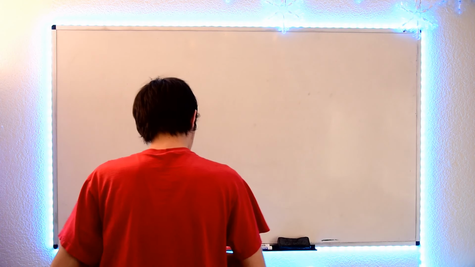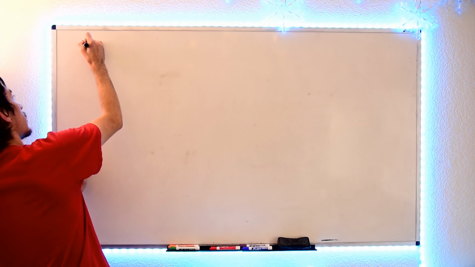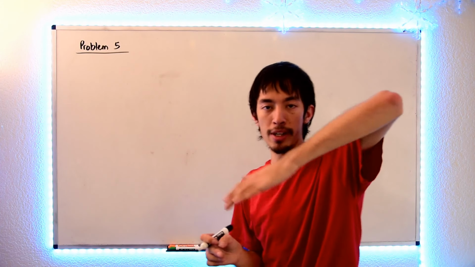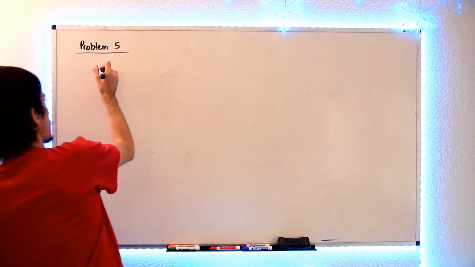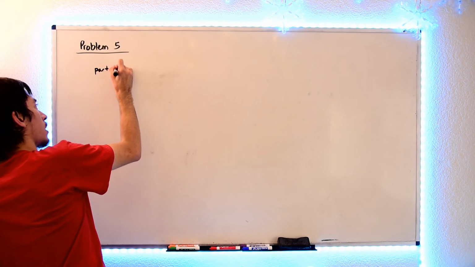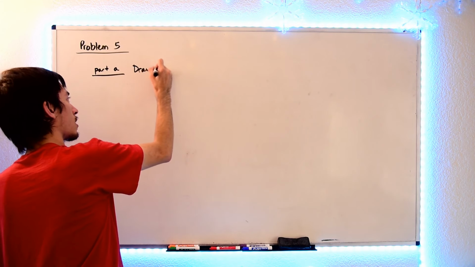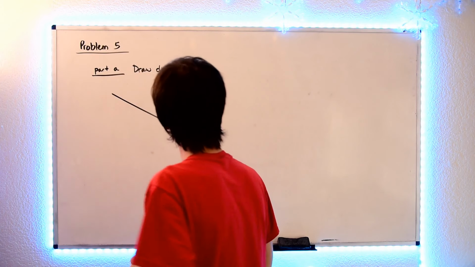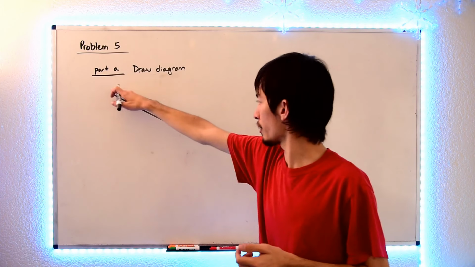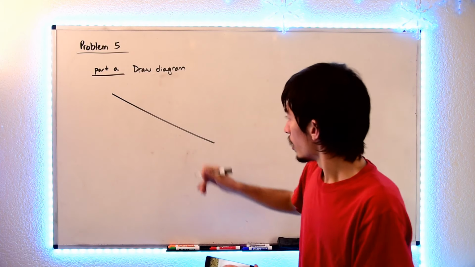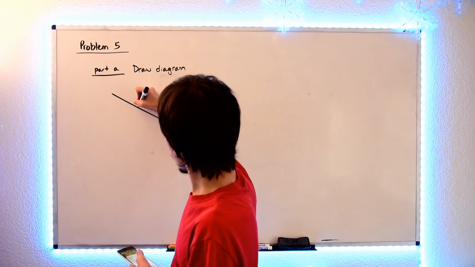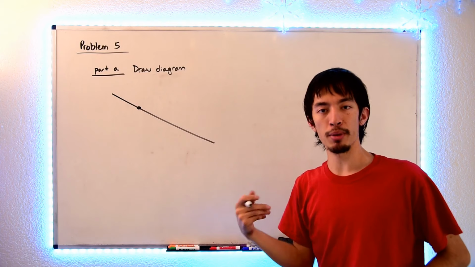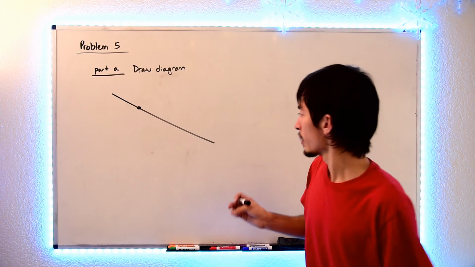So we have the slide. For problem 5, the slide is implied to be diagonal, so we're going to draw a diagonal down to the right. Okay, so part A, draw a diagram. So we have this diagonal that represents the slide. Now, we do want to draw some of the forces acting on it, so we're going to put the mass somewhere along the slide. It doesn't really matter where, but we want to put it somewhere that we can just draw the forces that are acting on it.